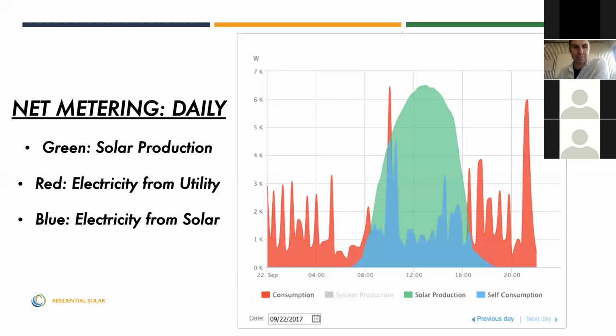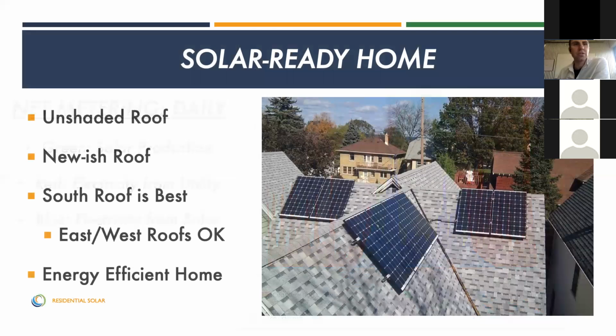All right, moving on. We want to talk about what makes a home a good fit for solar. The first thing we want to talk about is an unshaded roof. We used to first talk about which direction your roof faced, and that used to be south facing.